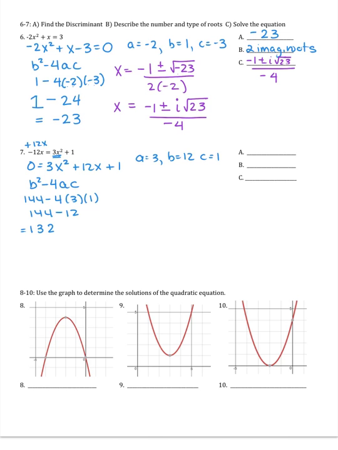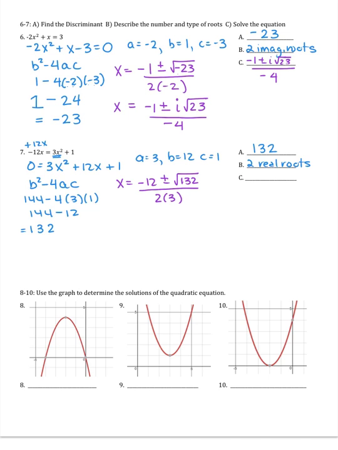Okay, so that means my discriminant is actually just 132, and that's a nice positive number. So that means I have 2 real roots. And now we do the quadratic formula. X equals the opposite of b plus or minus radical 132 all over 2 times a.